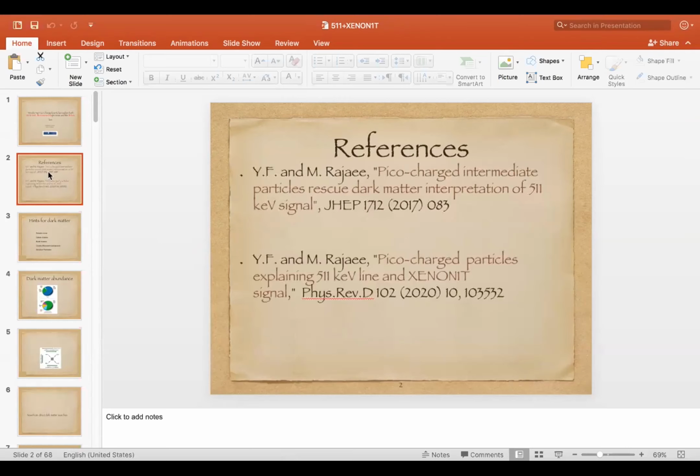The talk is based on these two papers, one written in 2007. I'm happy to say that although that paper was written to explain the 511 keV line, we also predicted a signal for xenon-type experiments that later on was observed. Next slide, please.